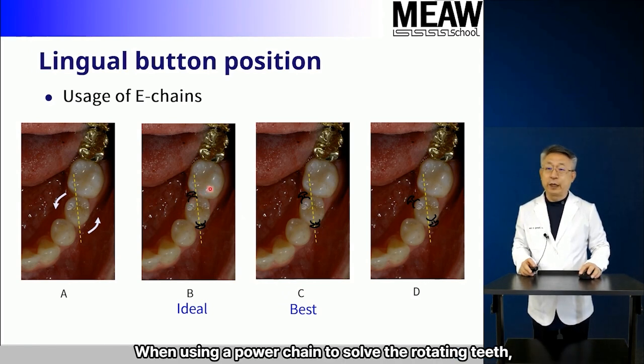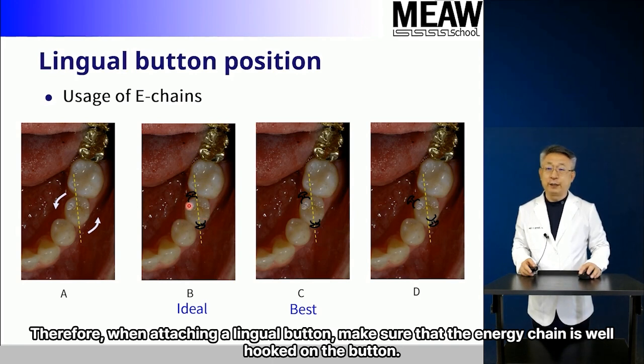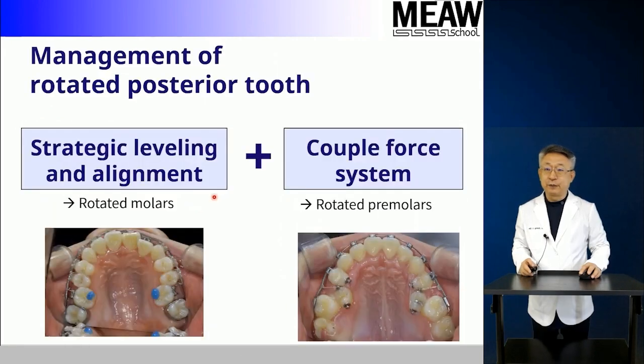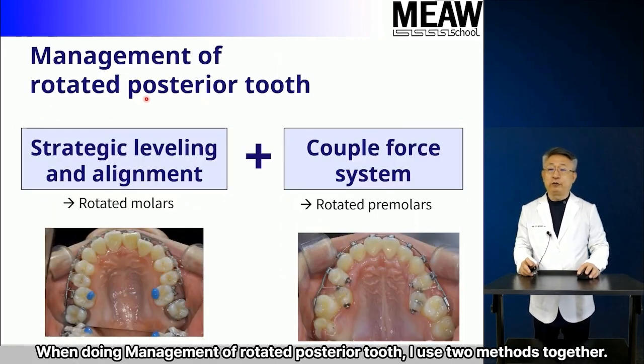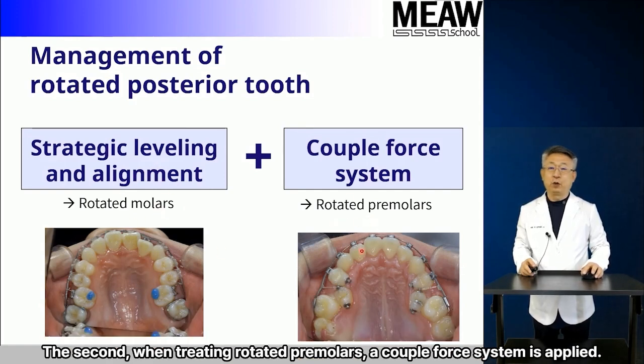When using a power chain to solve the rotating teeth, it is more important to use the couple force system than the position of a lingual button. Therefore, when attaching a lingual button, make sure that the power chain is well hooked on the button. When doing management of rotated posterior teeth, I use two methods together. The first is strategic leveling and alignment, which is useful for treating rotated molars. The second, when treating rotated premolars, is a couple force system.